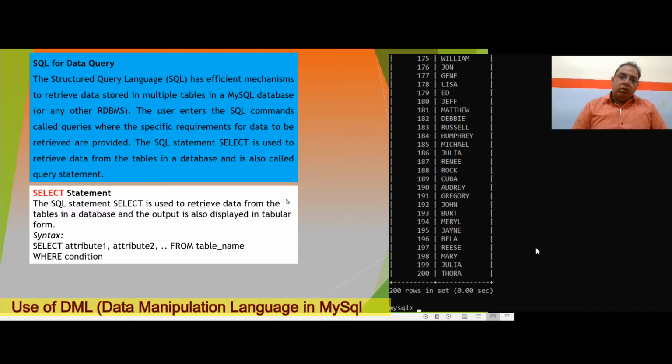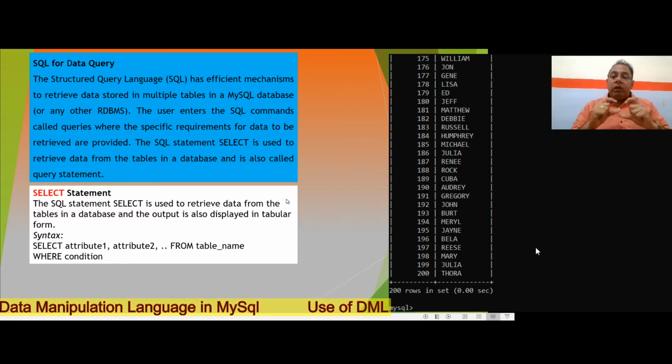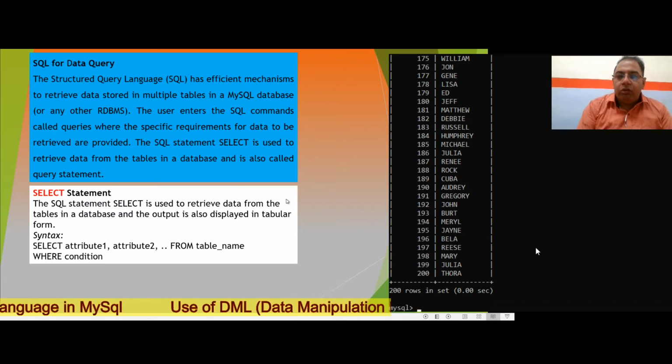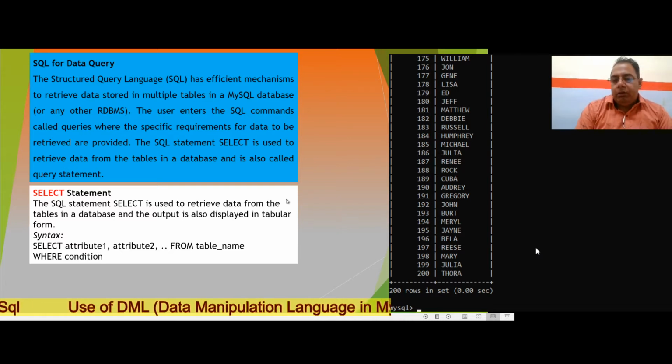But now we are working on columns. We want to work on table rows and display only such rows where the condition is defined by the user. Suppose I want to display all records where actor_id is greater than 150. For the same, I will just write down select star from actor.